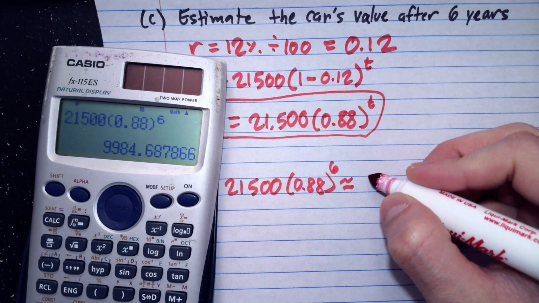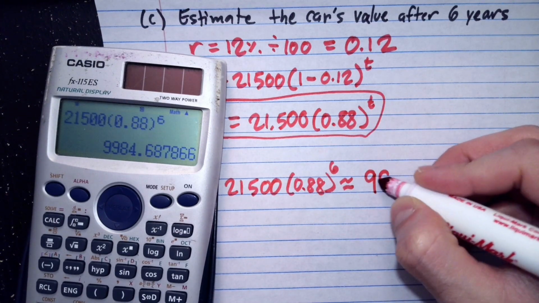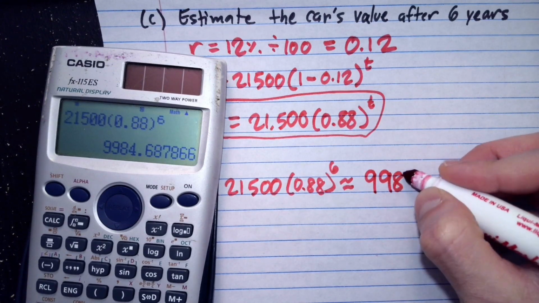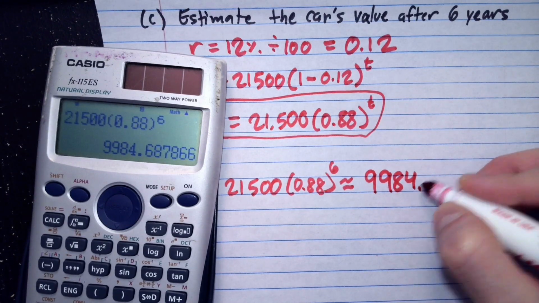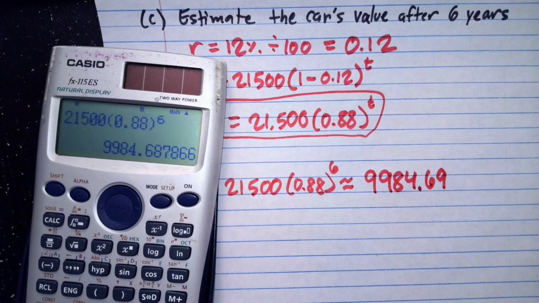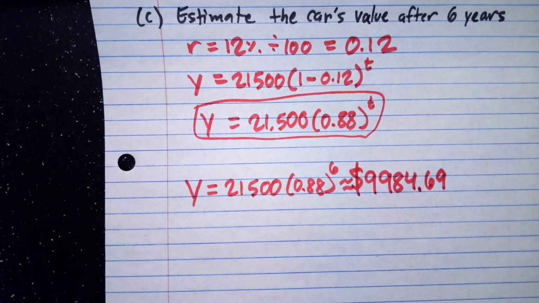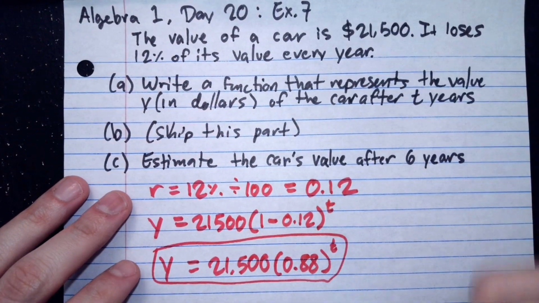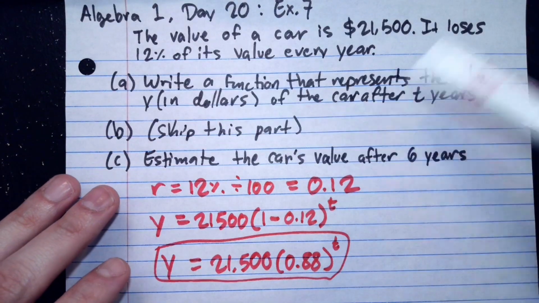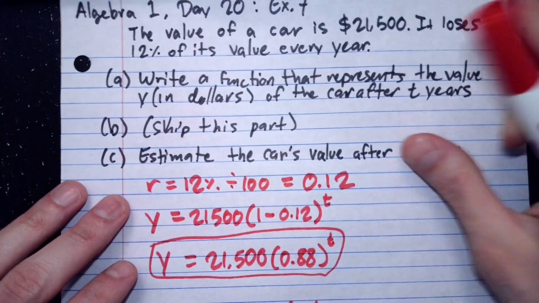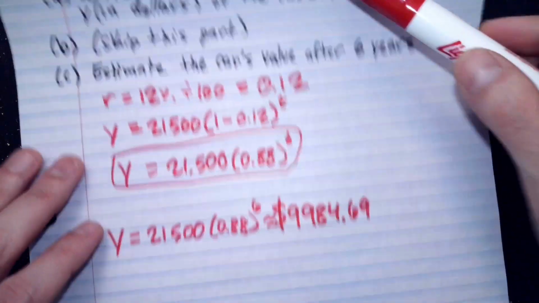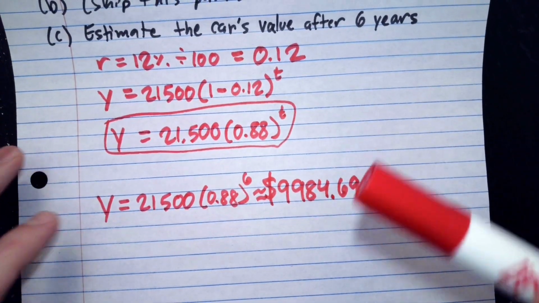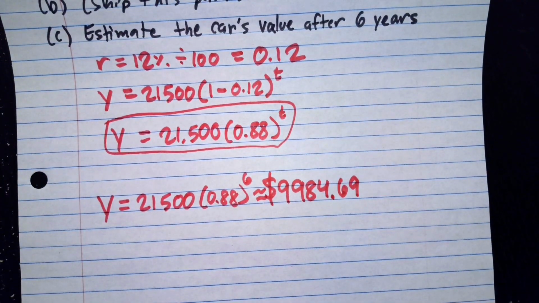This is going to be approximately $9,984.69. So look at that. After you buy a car and it is worth $21,500, and then according to this relationship here, after 6 years, your car goes from 21.5K all the way down to 9.9K, so a little more than half in depreciation value.